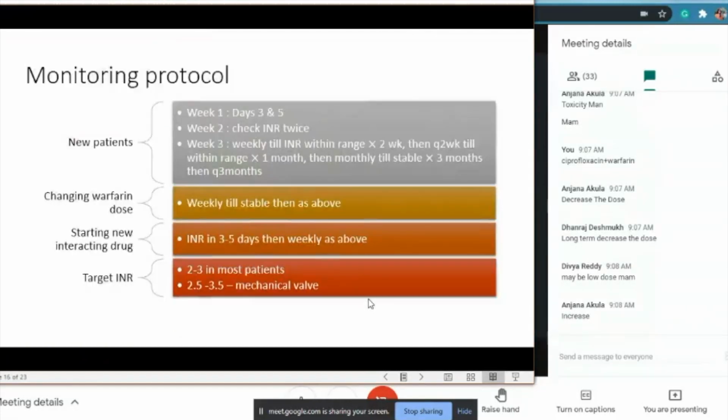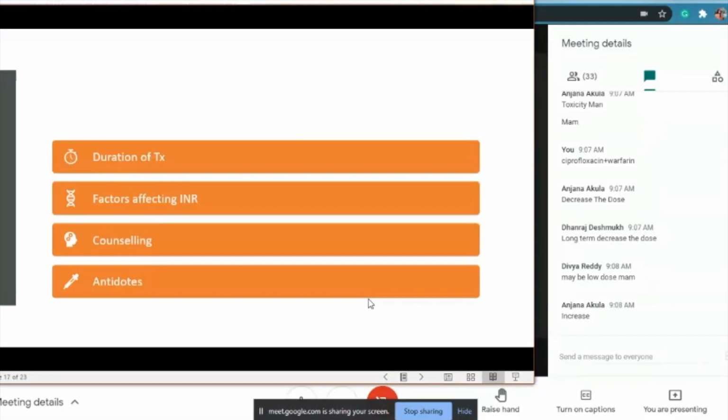All right, now we discussed the monitoring protocol, right? Now, what is the duration of treatment for warfarin? Duration varies according to the indication. For example, with a mechanical heart valve, we give it long term; in patients with AFib, we give it long term; and in recurrent DVT, we give long-term warfarin therapy. Those are the three conditions: mechanical valve replacement, atrial fibrillation, and recurrent DVT.